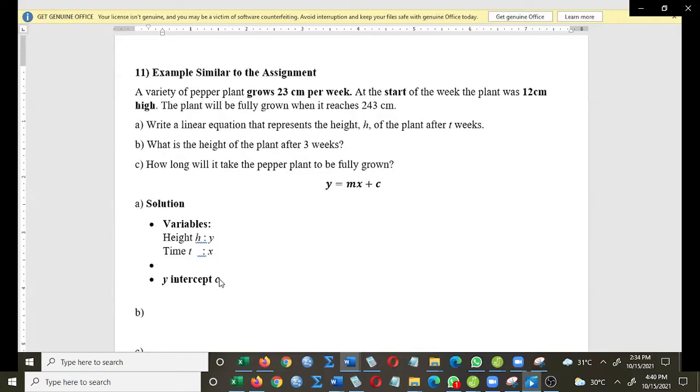So when I put a colon there, can anybody tell me what comes there? The height is Y, the time is X, C. 12 centimeters. C is 12 centimeters. But let's just put 12 because we don't want to put centimeters in the equation. And what are we missing here?